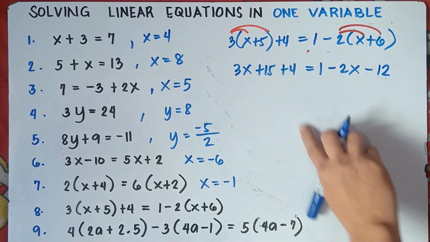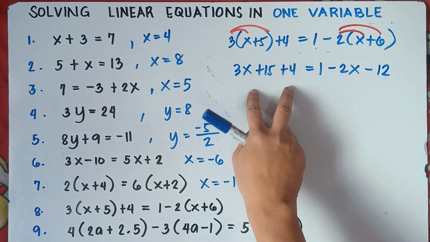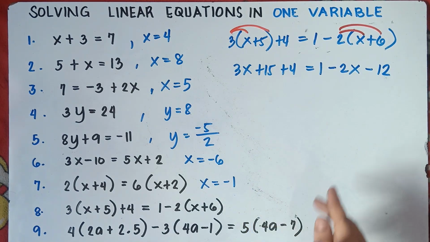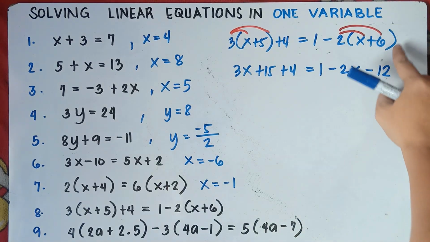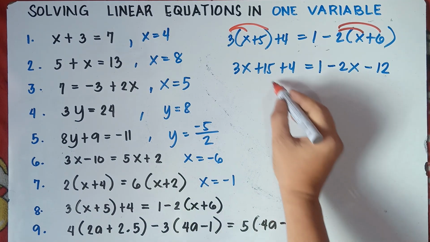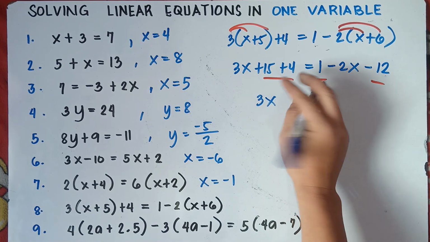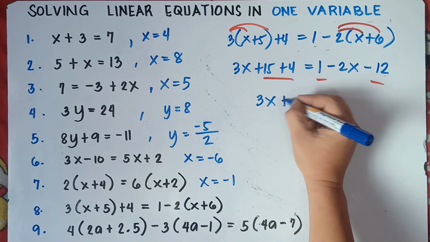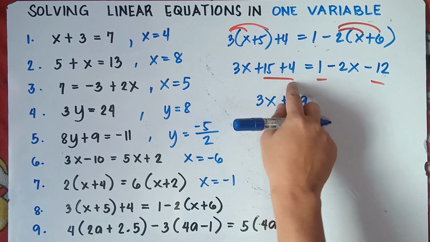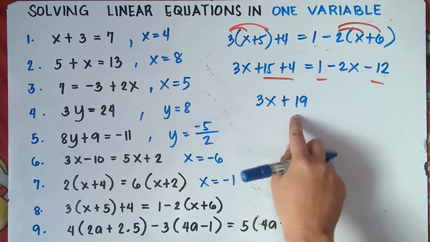Next, before transposing these numbers, you check first, class, in the right side and left side if we can combine like terms. Before transposing, always combine like terms. So this will be 3x. 15 plus 4, that would be positive 19. You cannot combine 3x and this number because this number doesn't contain x. So simply copy 3x, then add this number. 15 plus 4, that's 19.